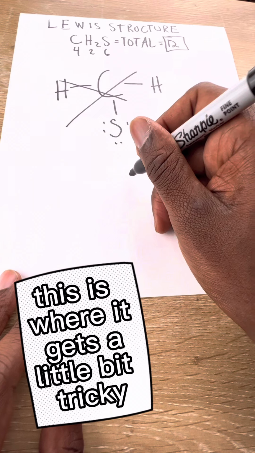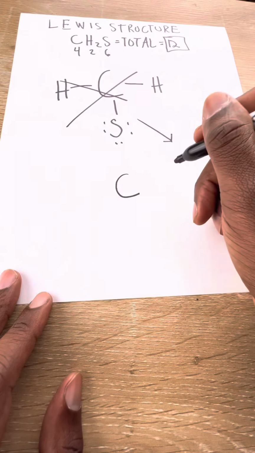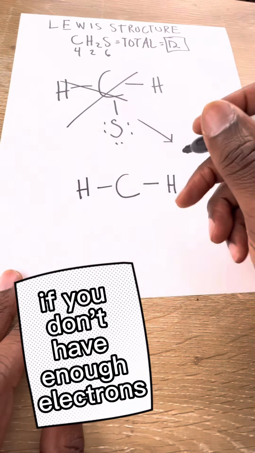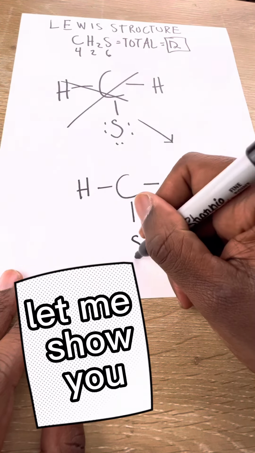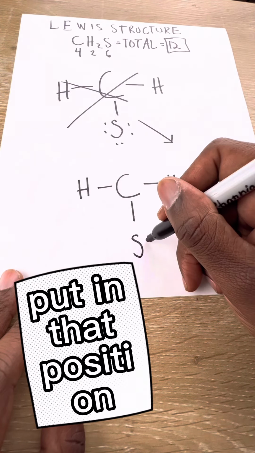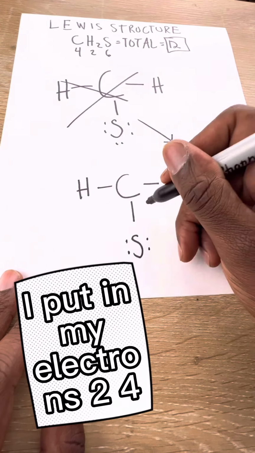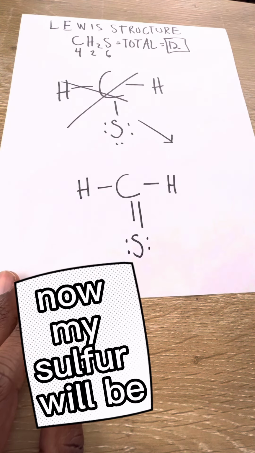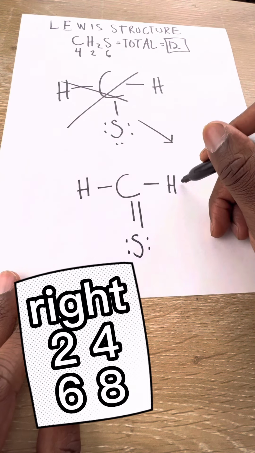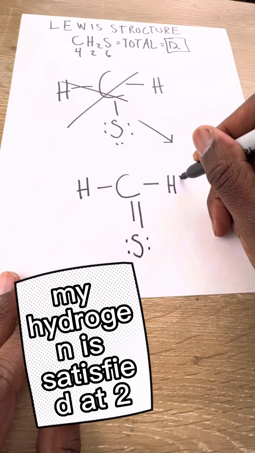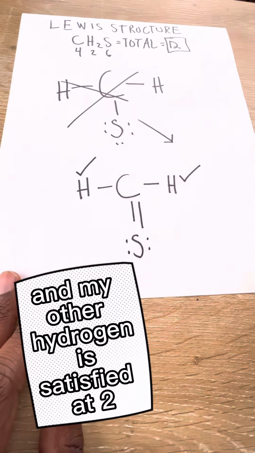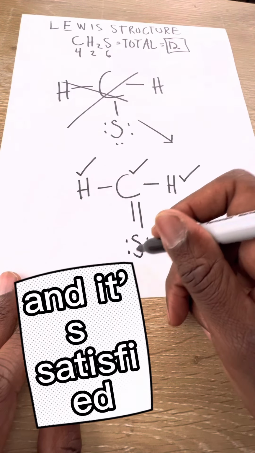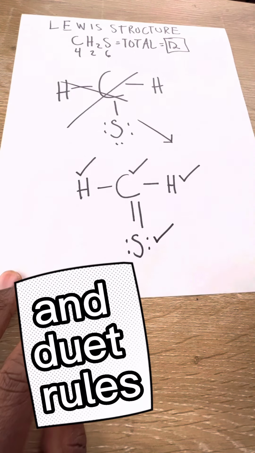This is where it gets a little bit tricky, but here's the secret, everybody. You're probably going to have to make a double or triple bond if you don't have enough electrons. Let me show you. Right now, my sulfur has electrons 2, 4. But if I add this double bond, now my sulfur will be satisfied: 2, 4, 6, 8. My hydrogen is satisfied at 2, and my other hydrogen is satisfied at 2. Now my carbon has 2, 4, 6, 8, and it's satisfied. Everything is satisfied following our octet and duet rules.